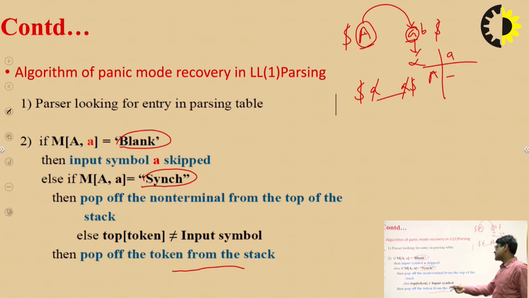So if the token is not equal to the input symbol, then pop off the token from the stack. If it is not equal to the input symbol, again it will be a non-terminal. Then what you have to do is just pop this off the stack. Then whatever previous variable is there will take its place, the top of the stack will change, and both processes will be executed. So that is very important.